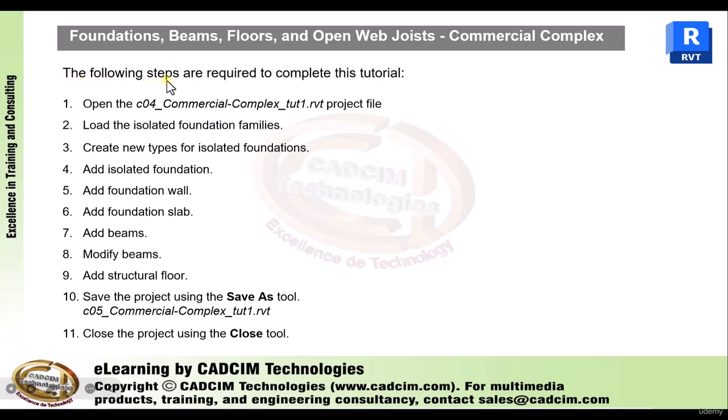Next, we are going to follow the steps that are required to complete this tutorial. Open the C04 Commercial Complex Tute 1.rvt project file. Load the isolated foundation families. Create new types for isolated foundations, add foundation wall, add foundation slab, add beams, modify beams, add structural floor, save the project using the Save As tool, close the project using the Close tool.